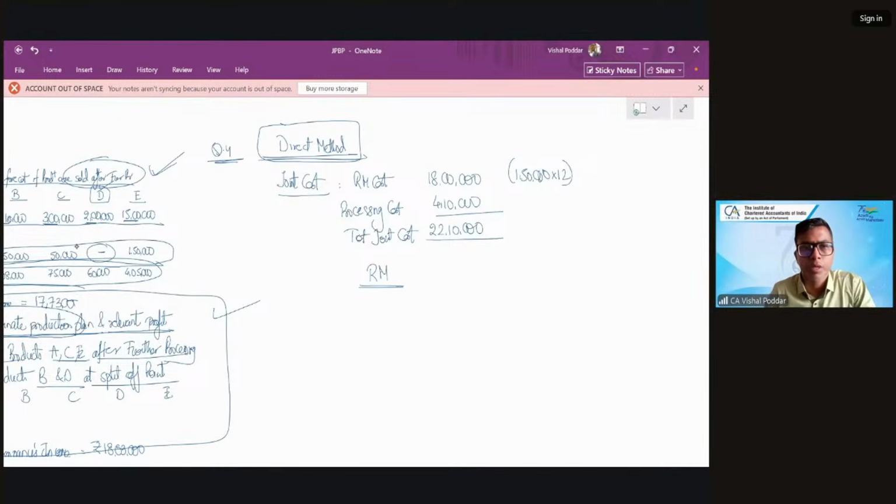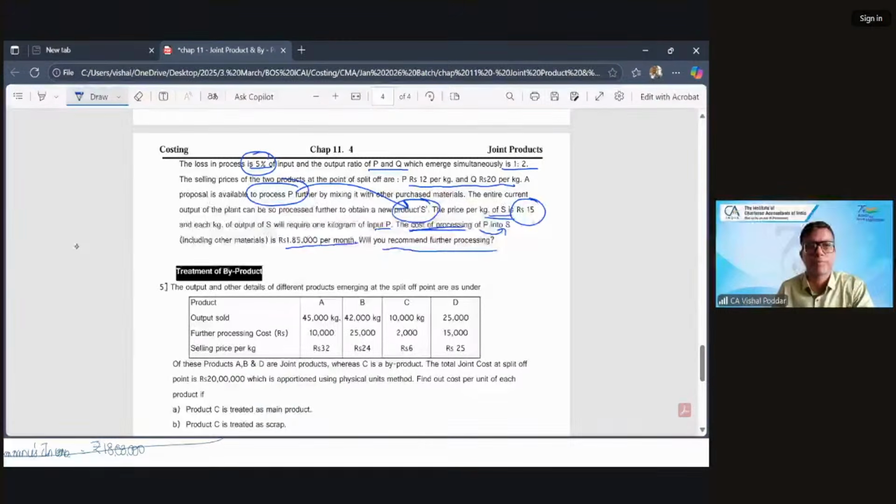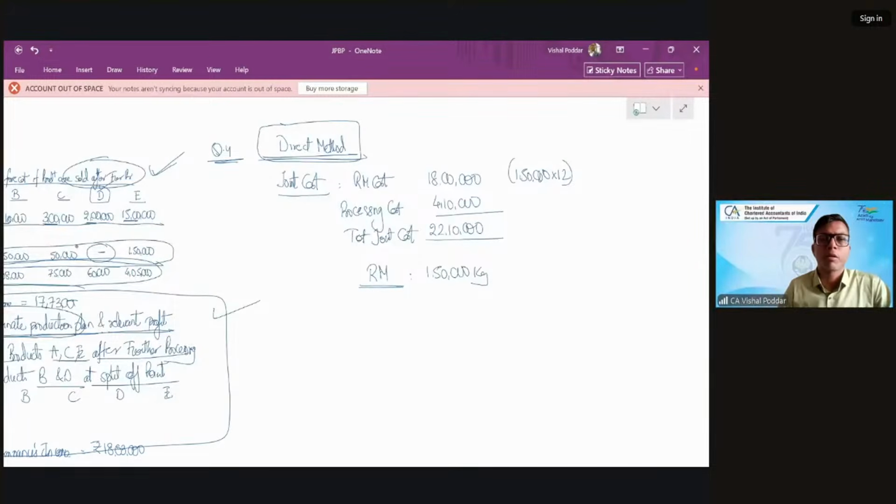So I have raw material. How much raw material am I bringing? 1,50,000 kgs. And when I'm processing this, I have a loss of 5%. So raw material 1,50,000 kgs minus normal loss at the rate of 5%. 15 fives are 75, so I have 7,500 kgs of loss. So my net output after this loss is 142,500.